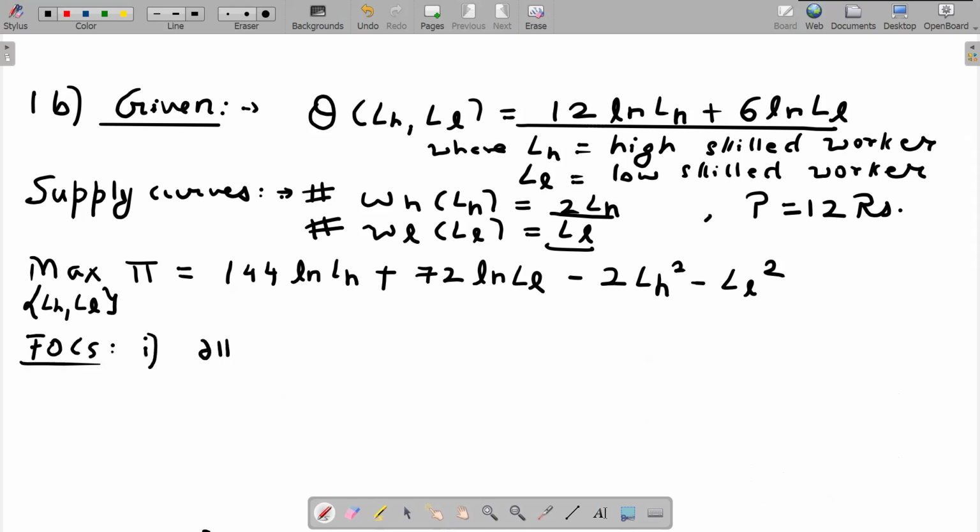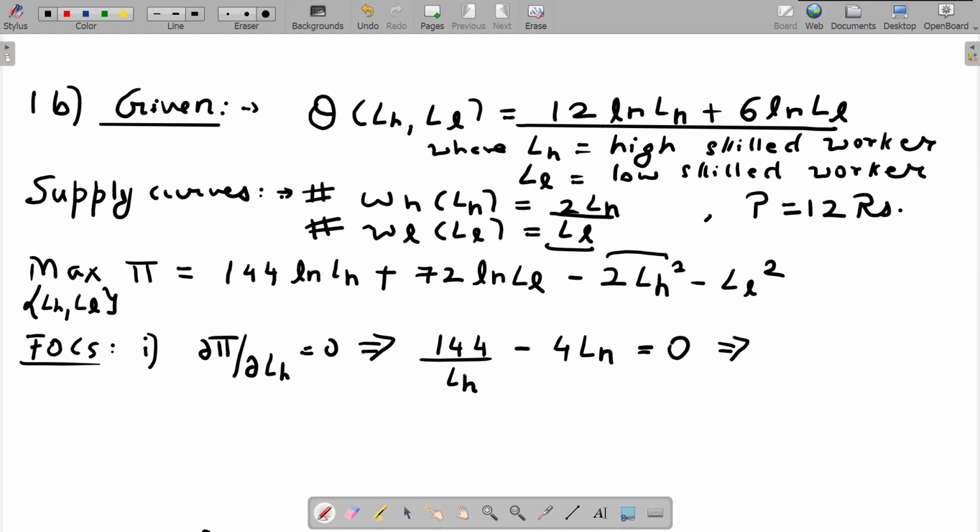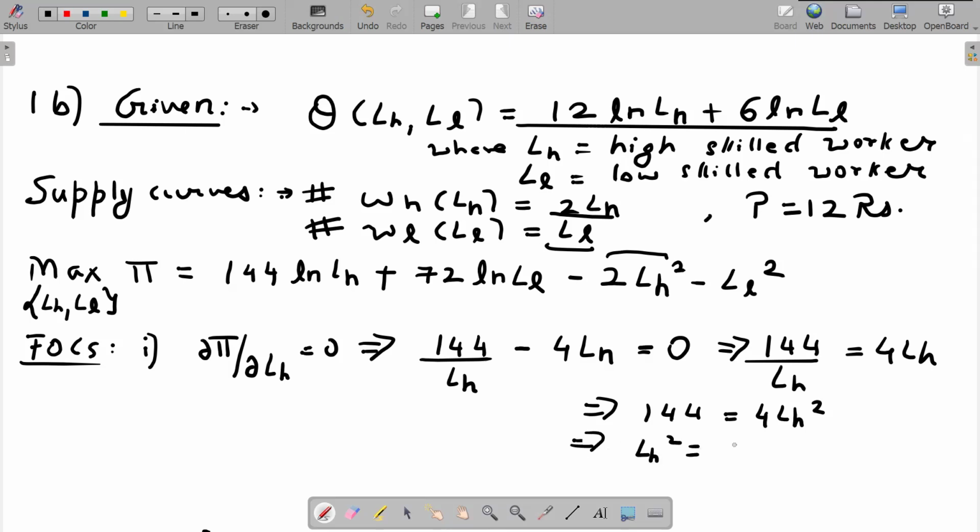First one, I just partially differentiate the profit function with respect to LH and set it equal to zero. So if I partially differentiate, I get 144 over LH minus the derivative of 2 LH square, which is 4 LH. I set this equal to 0. So I get 144 over LH is equal to 4 LH, which is 144 is equal to 4 LH square. So I get LH square as 144 by 4, which is 36. So LH is 6. So I can write on the top, LH comes out as 6.